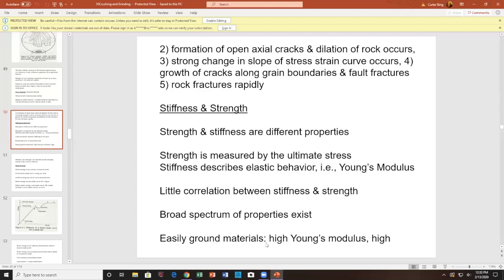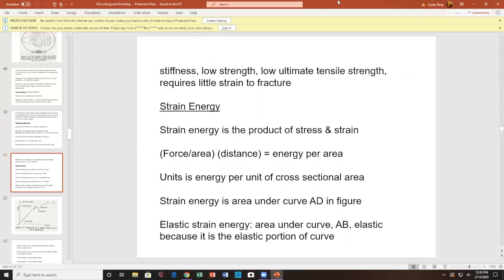For easily ground materials, you're looking for high Young's modulus, high stiffness, and low strength. You want a low ultimate tensile strength, which requires little strain to fracture. There you go. Strain energy is the product of stress times strain. We've already said that. If you look at the units, it's energy per unit area of cross-sectional area. Strain energy is the area under the AD curve.